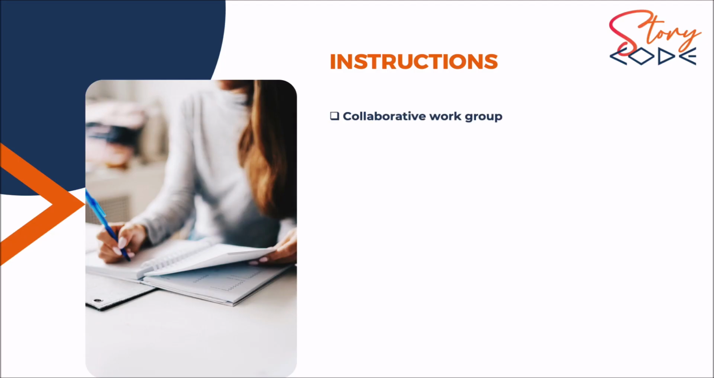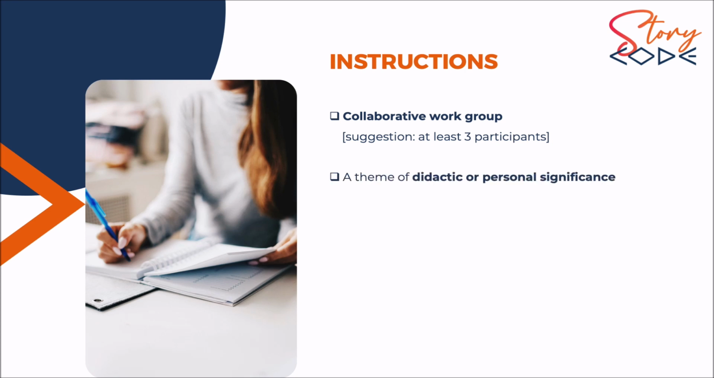Firstly, you will have to join a collaborative group with a suggested participation of at least 3 teachers and actively participate within it. With the other group members, you'll have to select a theme of didactic or personal significance to incorporate into the annual school planning.